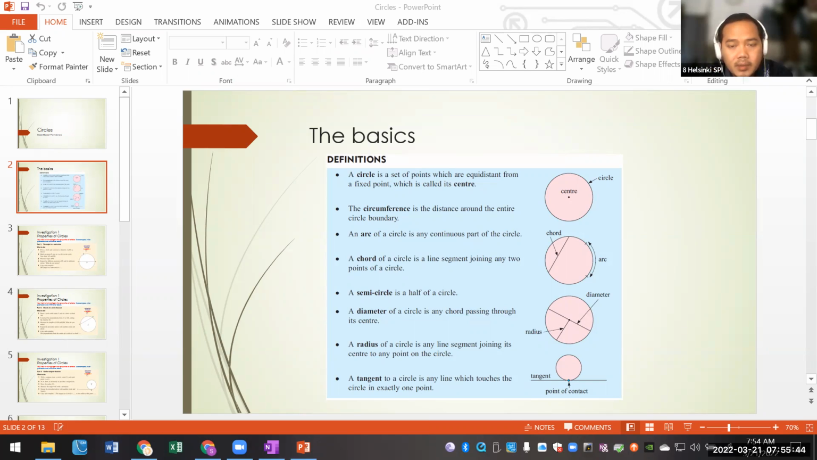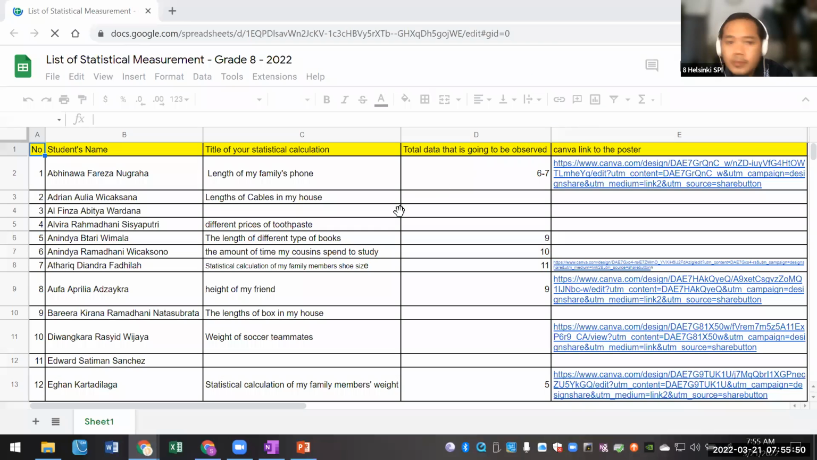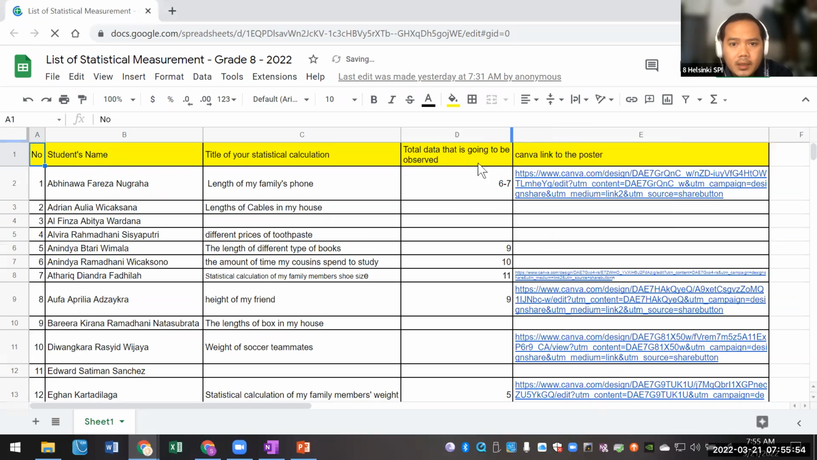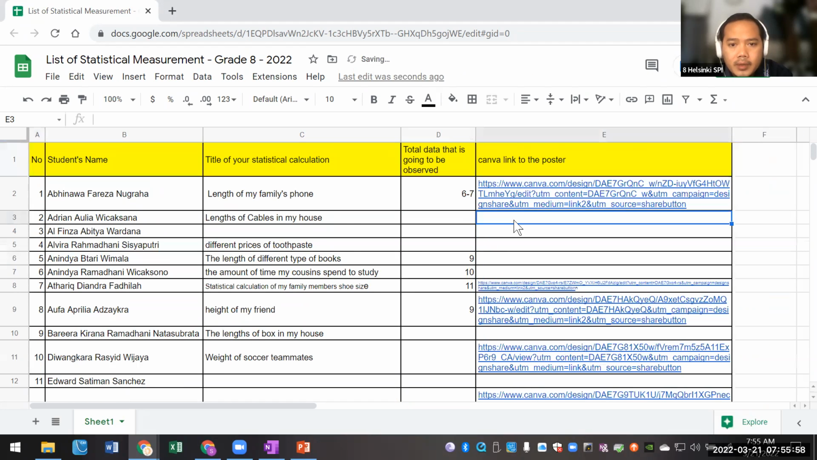Yang submit udah 5 orang. Okay, so here we go. I am going to share it again. So again, this is the file that I made for you guys to put your title of the investigation and also how many data you have. And remember that I told you that it should be a minimum of 9. So you should have 9 at least.